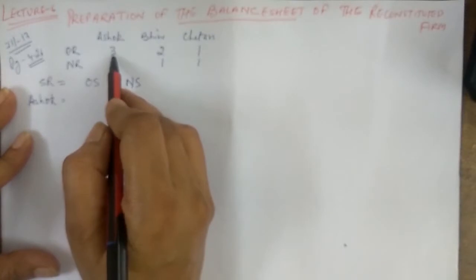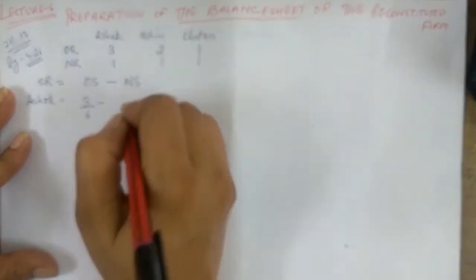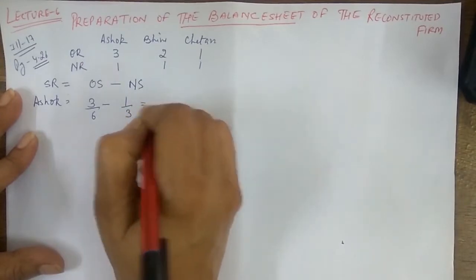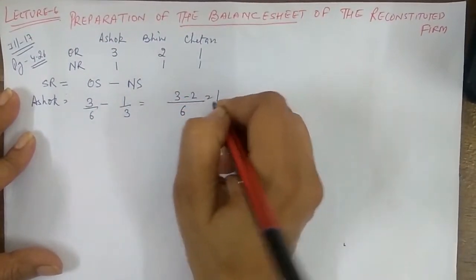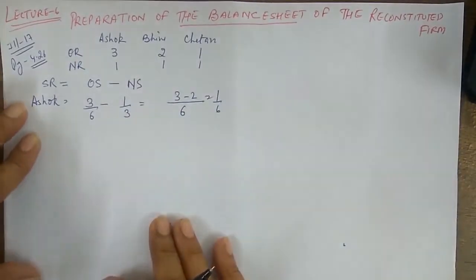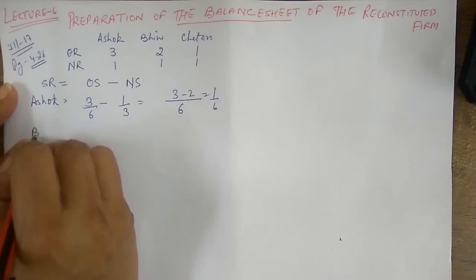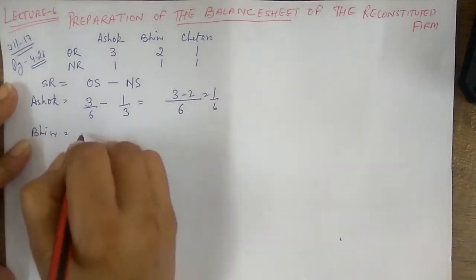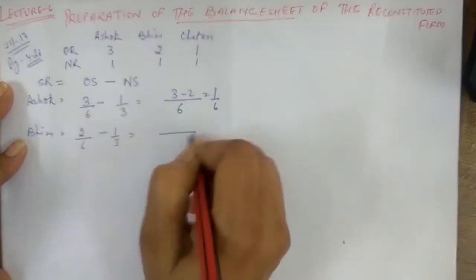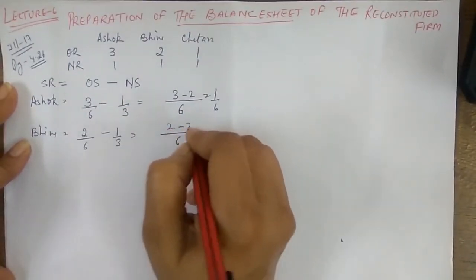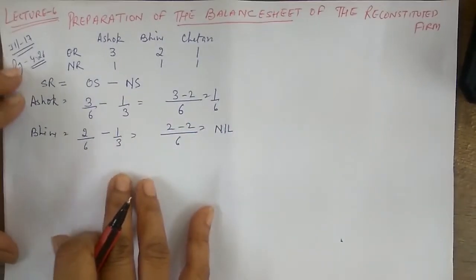First of all we have Ashok. What is the old share of Ashok? 3:2:1, total 6, so 3/6. New share 1/3. LCM 6: 3/6 minus 2/6 equals 1/6. This is the sacrifice made by Ashok. Likewise we have Bheem. His old share is 2/6, new share 1/3, LCM 6, so 2/6 minus 2/6 is zero. He was not affected by the change.